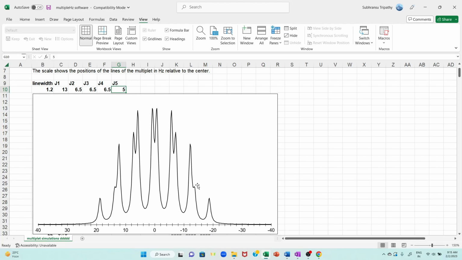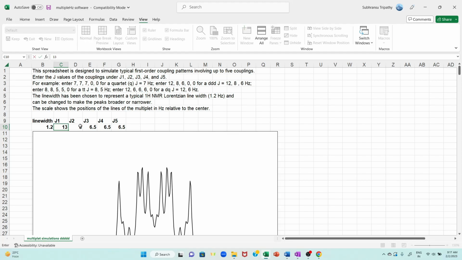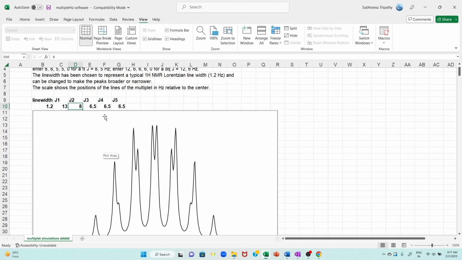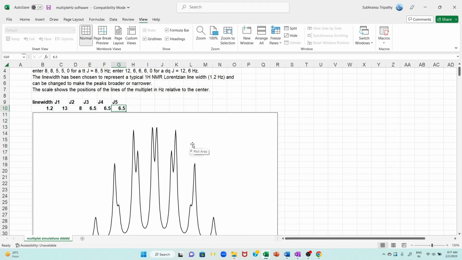So it looks like there are 7 distinct lines, but each one is a finer doublet. This exactly matches with the peak I have shown you at 1.5. The 1.5 I showed you is a DQD, and the other one is a DDQ. Here I put 13, this is 8, and this is 6.5, 6.5, 6.5. So you will find again the 7 lines. Each one is almost a finer doublet. So that also matches with the other one at 1.35.